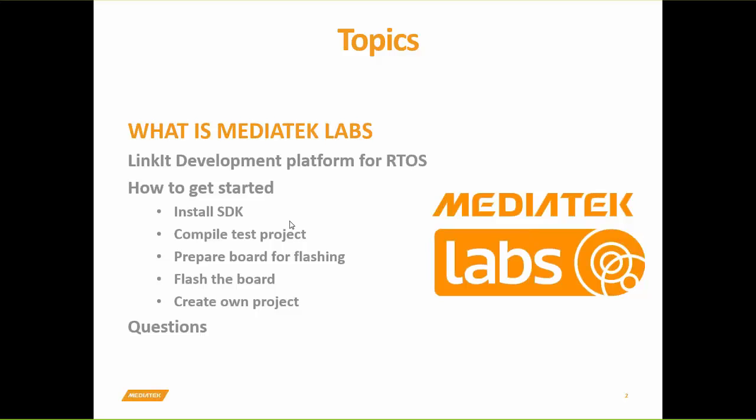And then we come to the meat of this webinar: how to get started. Installing the SDK, compiling a test project, then preparing the board. Today we look at the 7687 board. So prepare the board for flashing, using the flash tool, and then checking if the flash was successful, connecting to the board, seeing the logs coming out. And in the very end, we create our own project. This will give you a very good start into using the 7687 board. And as Michael already said, we will answer all the questions at the end. So this is the overview.